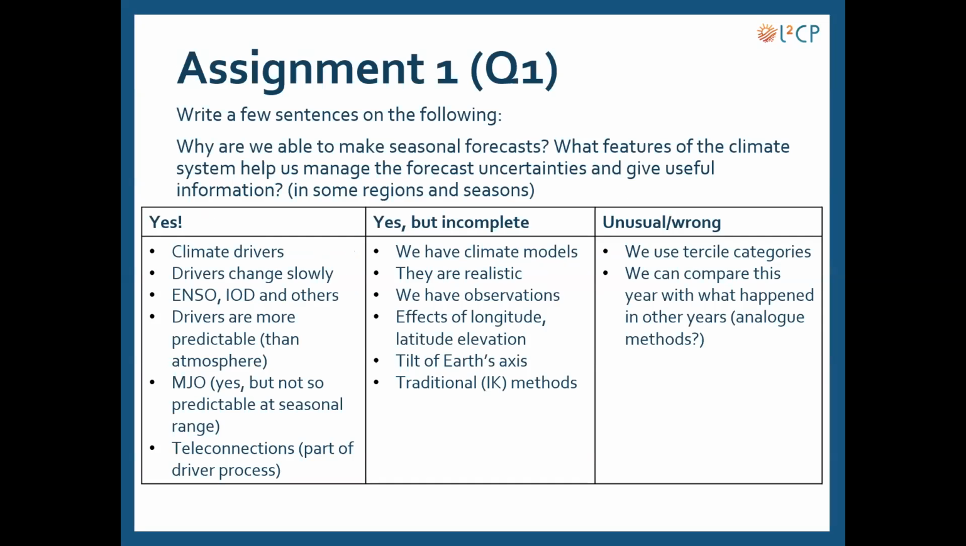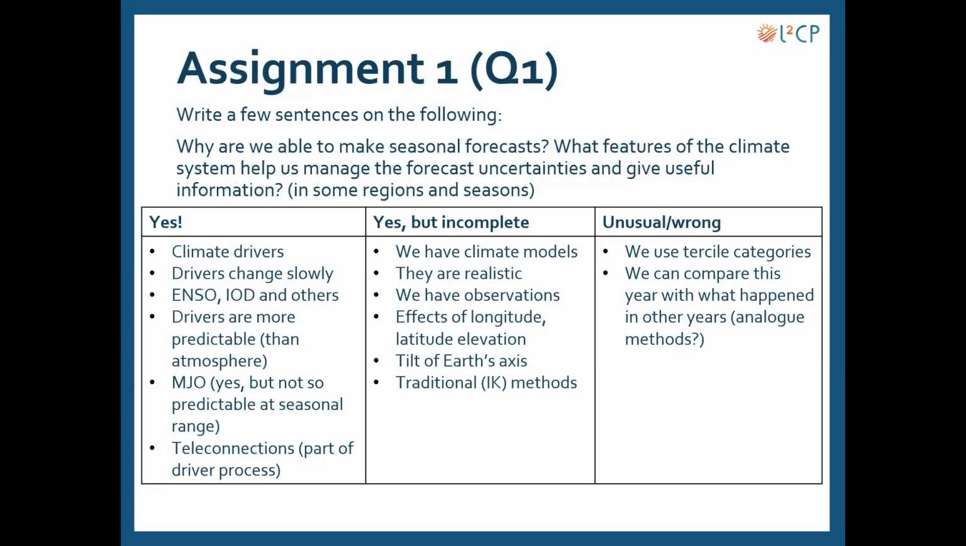So more details then. Assignment 1, this is the one where we did the 4 questions. And the first one is repeated there. What features of the climate system help us manage the forecast uncertainties and give useful information? And I've divided things up here into what I call an unequivocal yes. That's what we were looking for.